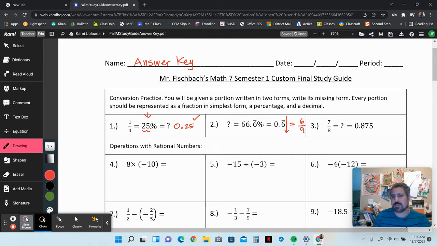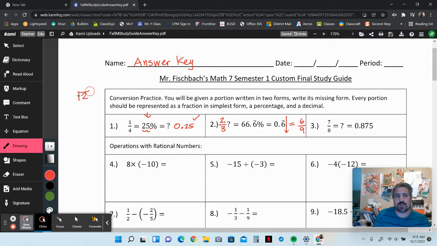And we can simplify 6/9 as 2/3 because we can divide top and bottom by 3. 6 divided by 3 is 2. And then, of course, 9 divided by 3 is 3. So the correct answer here would be 2/3. All right, that's the missing value. And you might want to double check that. So you can always do division to check that.